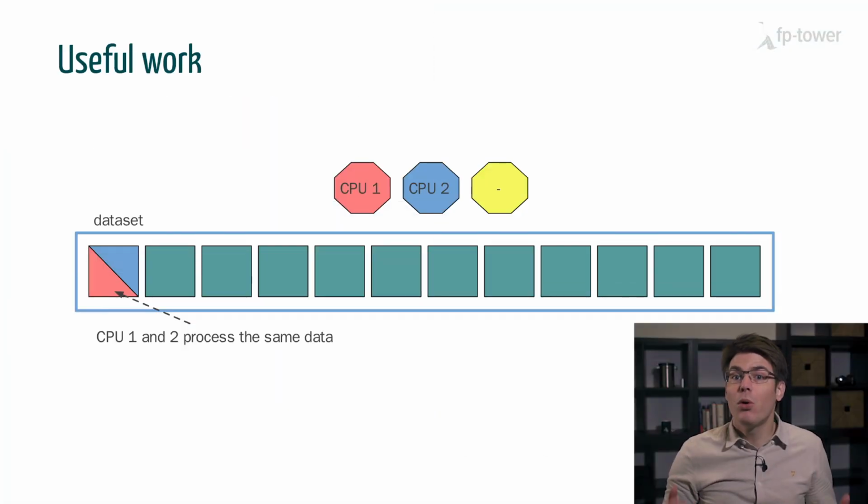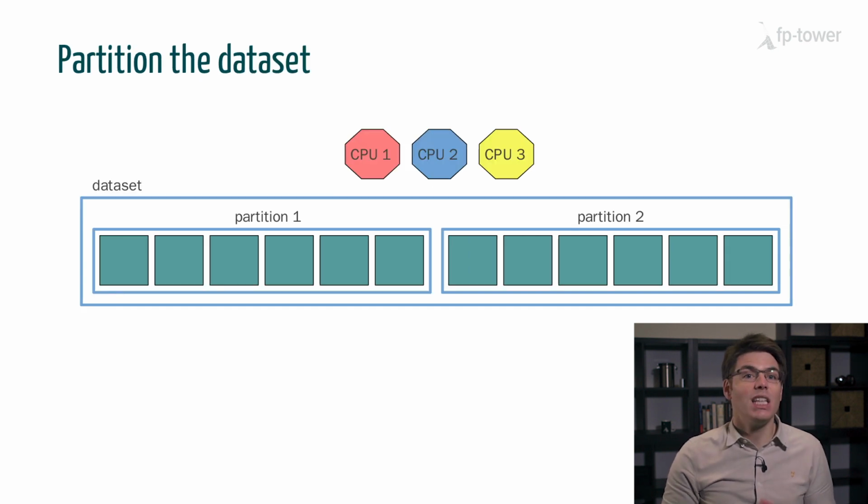We need to assign some work to each core so that they are all busy. But we also want to ensure that the work that each core performs is useful. For example, we wouldn't want two CPUs to process the same data. So ideally, we should separate the dataset so that each CPU is assigned to an independent section of the data. For instance, in this example, CPU 1 is in charge of partition 1 and CPU 2 is in charge of partition 2. One crucial question is how the dataset should be split.